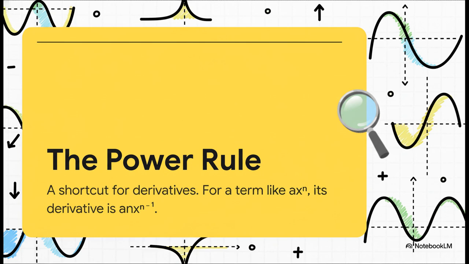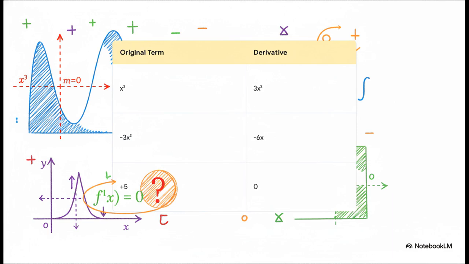Here's how it works. For any term, you just take the exponent, multiply it by the number out front, and then reduce the original exponent by 1. Let's see it in action. It's easier than it sounds. So the great thing about the power rule is we can just do it piece by piece.